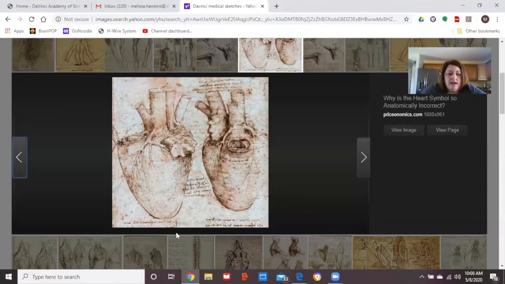In these, he has labeling on them and writing, talking about what he found. That is all written in that mirror writing. So he wrote right to left, the type that you have to hold to the mirror to see what it says. I think you guys learned about that in your history lesson.